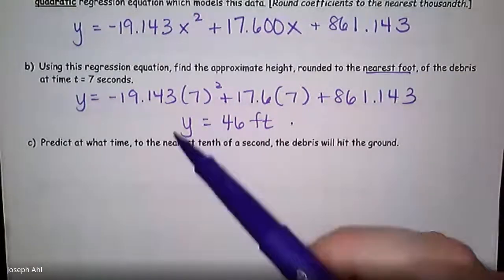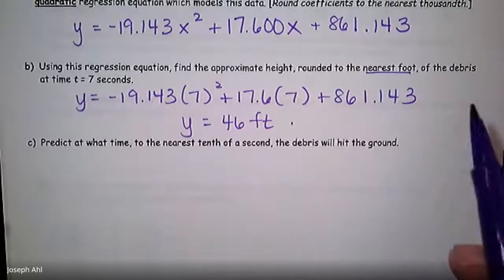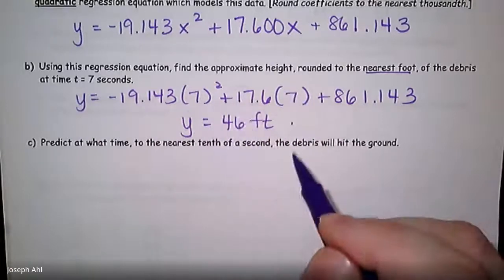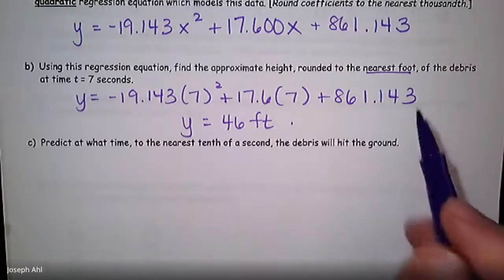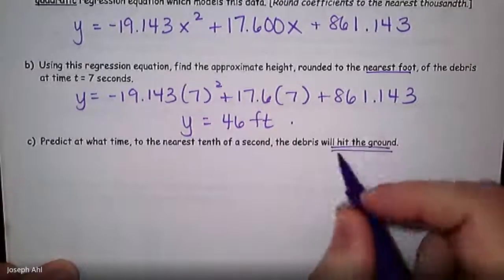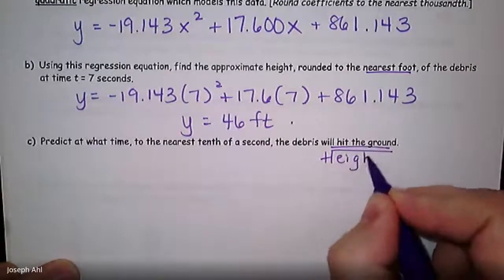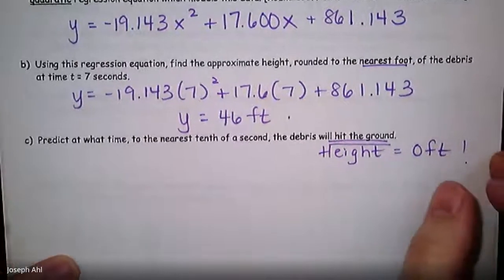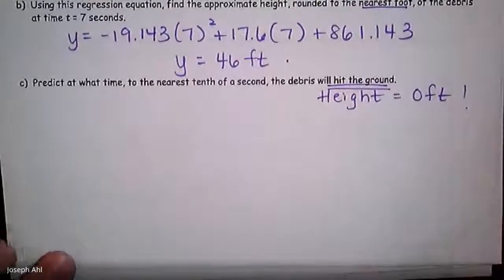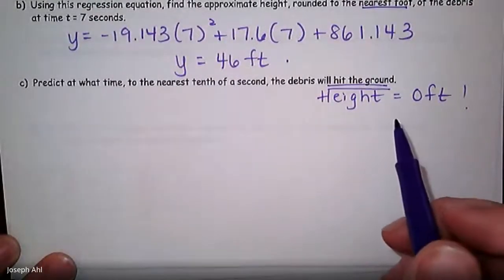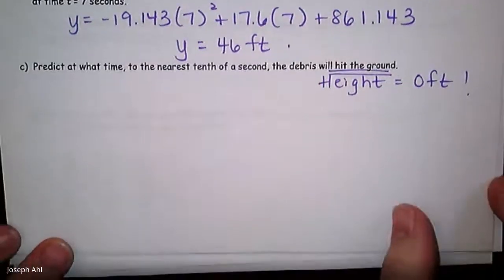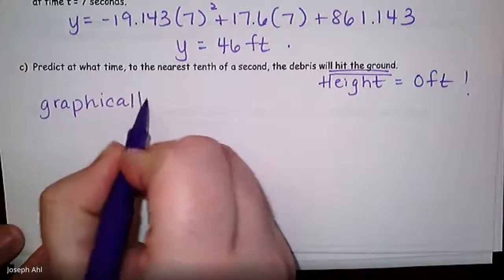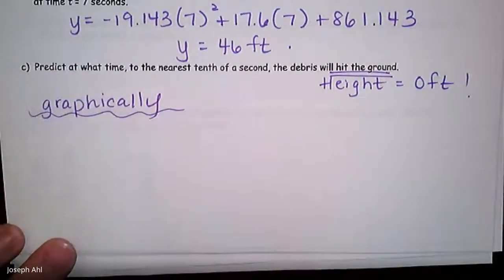And then predict at what time, to the nearest tenth of a second, the debris will hit the ground. Like I said in the last part, we know we're pretty close to the ground at 7 seconds, but to the nearest tenth of a second, we can determine when this hits the ground. If it's hitting the ground, that would imply that the height is 0 feet. And since height is a y value, you're going to plug that in for y and solve. There are really two different methods, and it doesn't say how to do this here, but we'll talk about both. Let's talk about the method that I'm assuming many of you would choose, which is graphically.